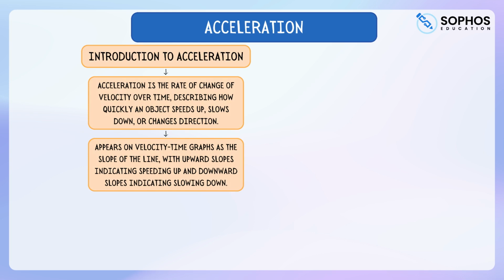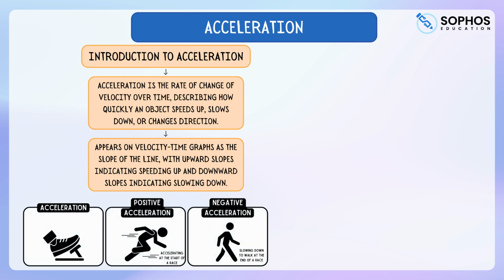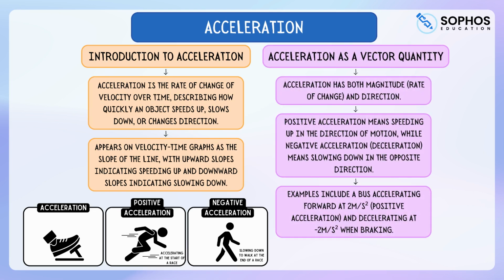In today's lesson, we delved into understanding acceleration as a vector quantity. We began by defining acceleration as the rate at which an object's velocity changes over time, describing how it can involve speeding up, slowing down, or changing direction. We explored how acceleration appears on a velocity time graph, noting that the slope indicates acceleration. We emphasized that acceleration is a vector, meaning it has both magnitude and direction. This foundational understanding sets the stage for more advanced studies in forces and motion.